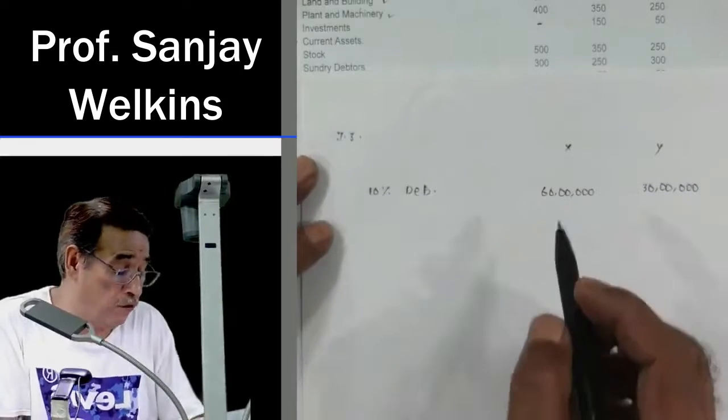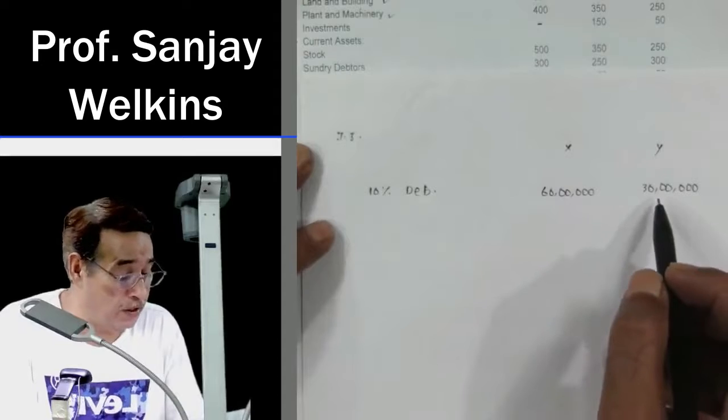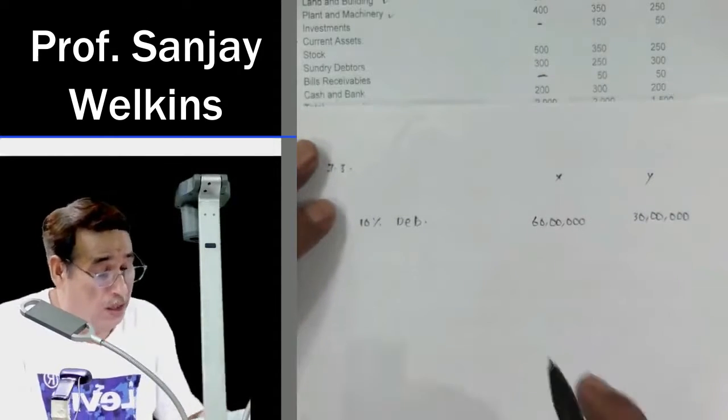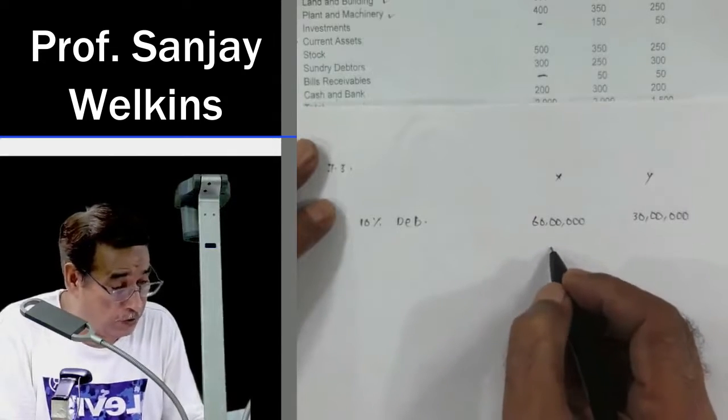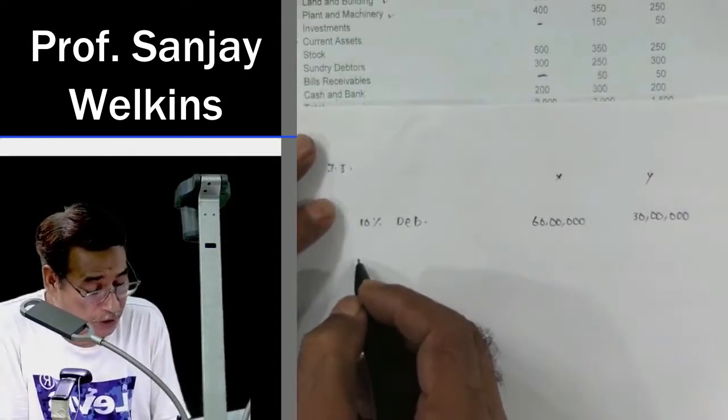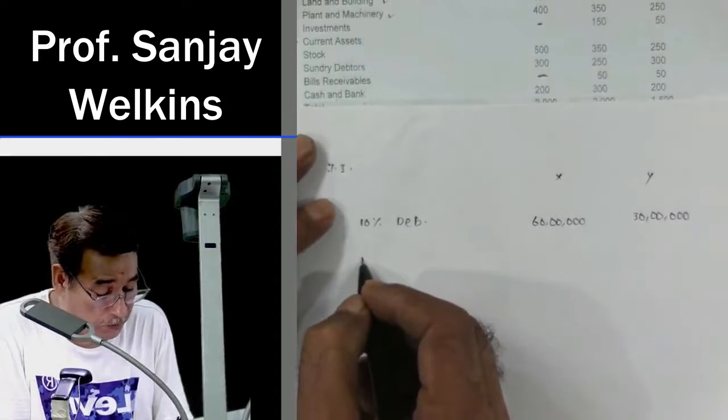So 60 lakh worth of debentures are of X Limited and Y Limited is having 30 lakh worth of debentures, correct? And one debenture is of 100 each. But before that, let me also compute interest.